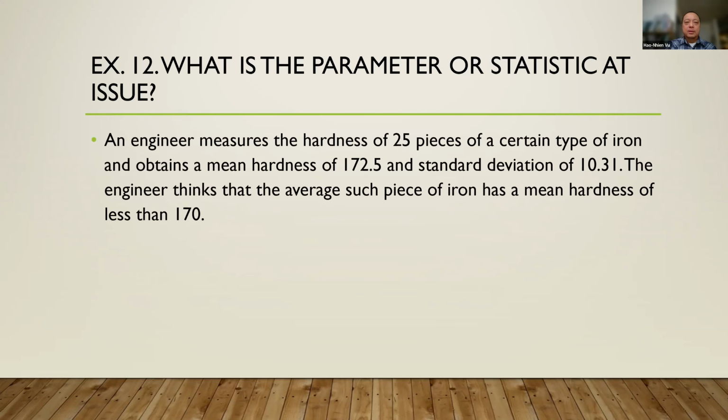Next example. An engineer measures the hardness of 25 pieces of a certain type of iron and obtains a mean hardness of 172.5 and a standard deviation of 10.31. The engineer thinks that the average such piece of iron has a mean hardness of less than 170.